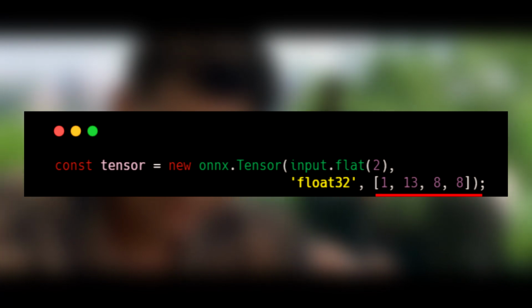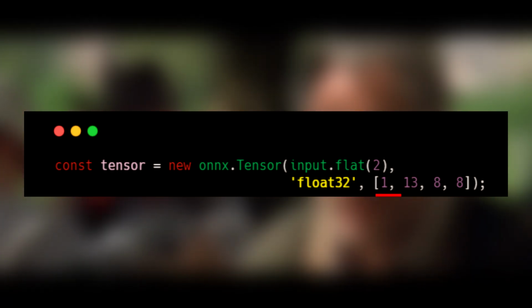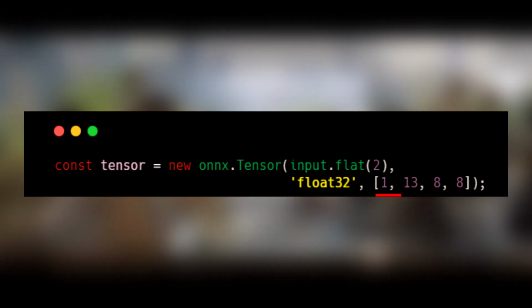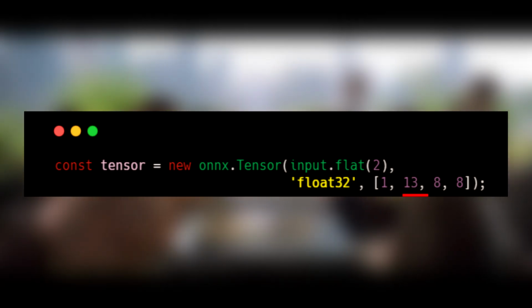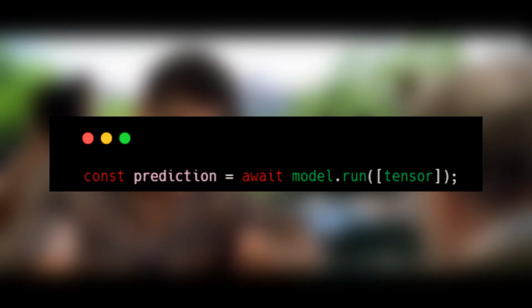But note that you also need to specify a batch size, say the first dimension. In my case, the 1x13x8x8 means that I'm passing one sample with 13 channels, where each channel is an 8x8 matrix representing a chessboard. Then you can run the model with the tensor as input, which returns a prediction.